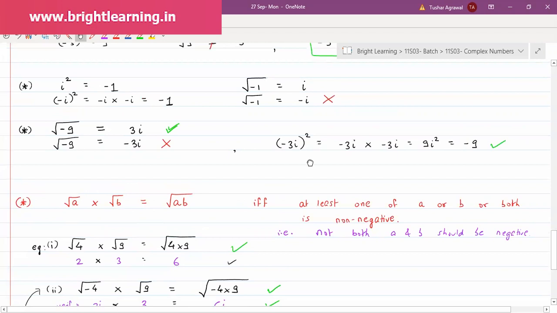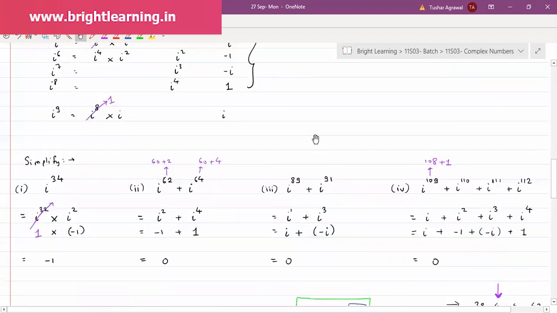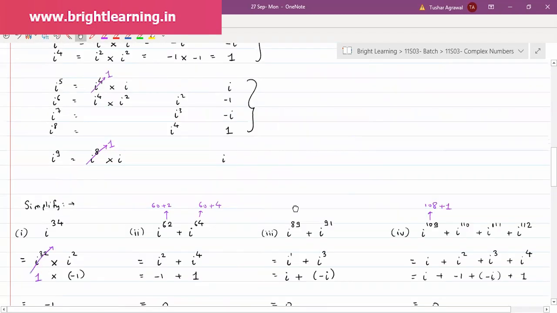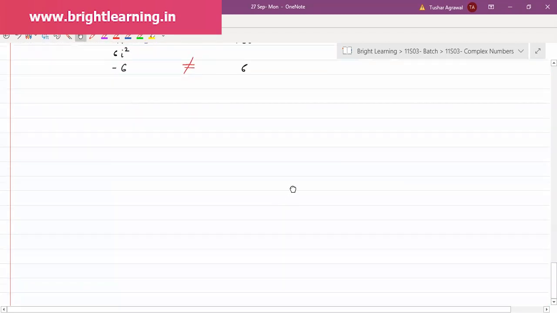And if this is clear to you, the initial mistake that I told you, this doubt, sir, i square. If some students ask, i multiplied by i is equal to negative 1 into negative 1. Now, if there you write, sir, common under root minus 1 into minus 1, can you see that this step is wrong? Because you cannot do the common under root. From this step to this step, that equality is wrong. Okay. This was the property of i.